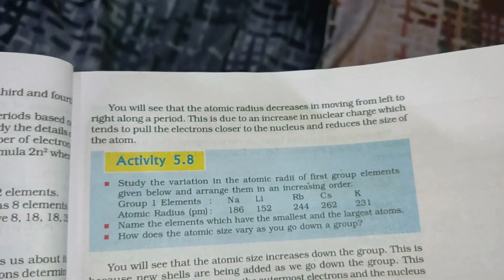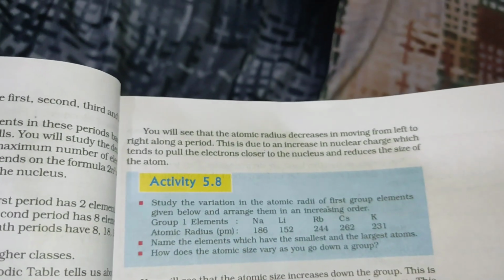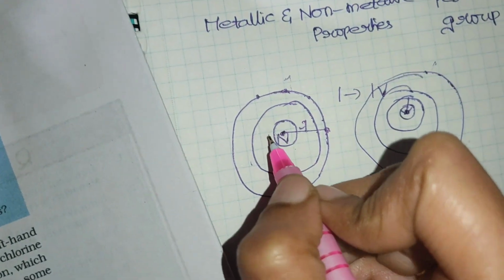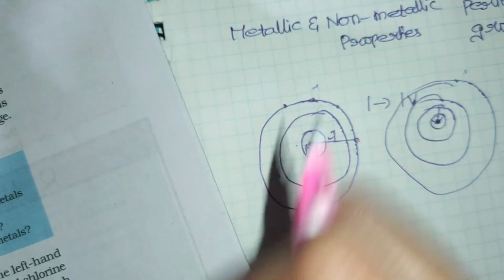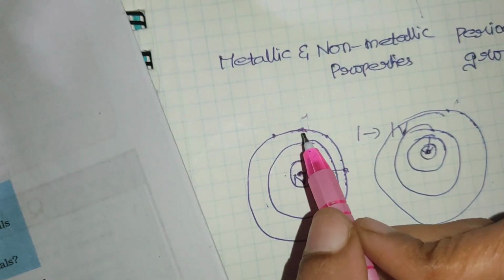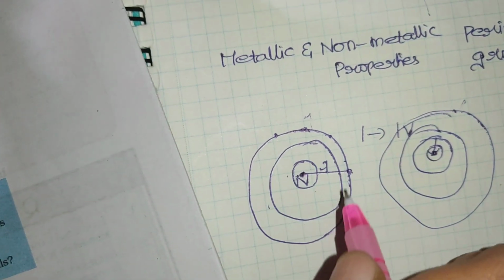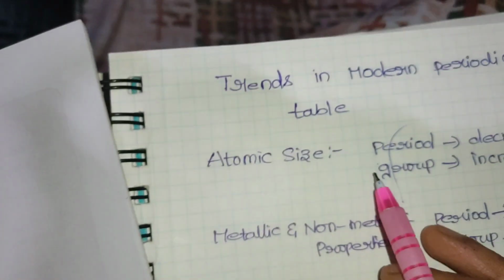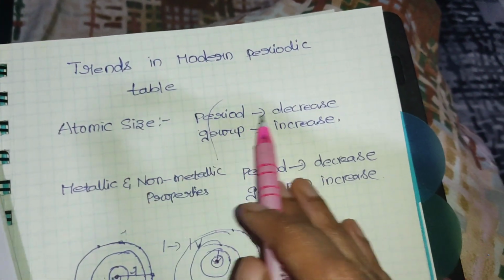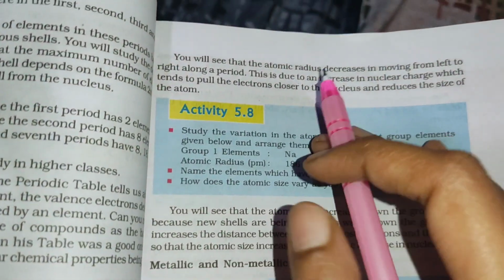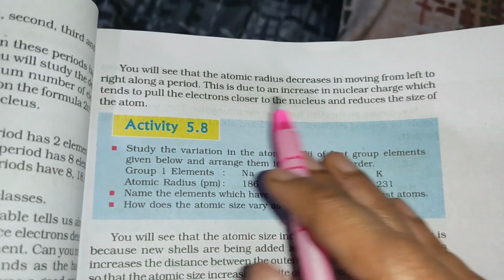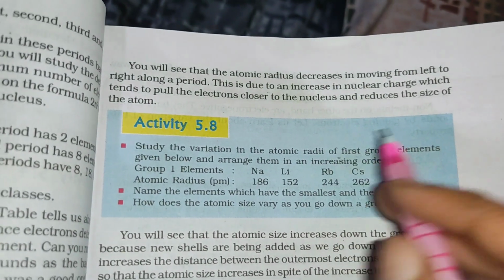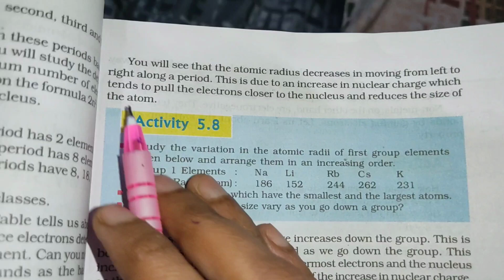From left to right, there will be an increase in the nuclear charge, so the nuclear charge will affect the outermost shell more, and it will pull it towards itself. When it pulls towards it, the atom will shrink and it will be small in size. It will decrease its size. So along a period, atomic size will decrease. This is due to the increase in nuclear charge, which tends to pull the electrons closer to the nucleus. So there will be a reduction in the size of the atom.